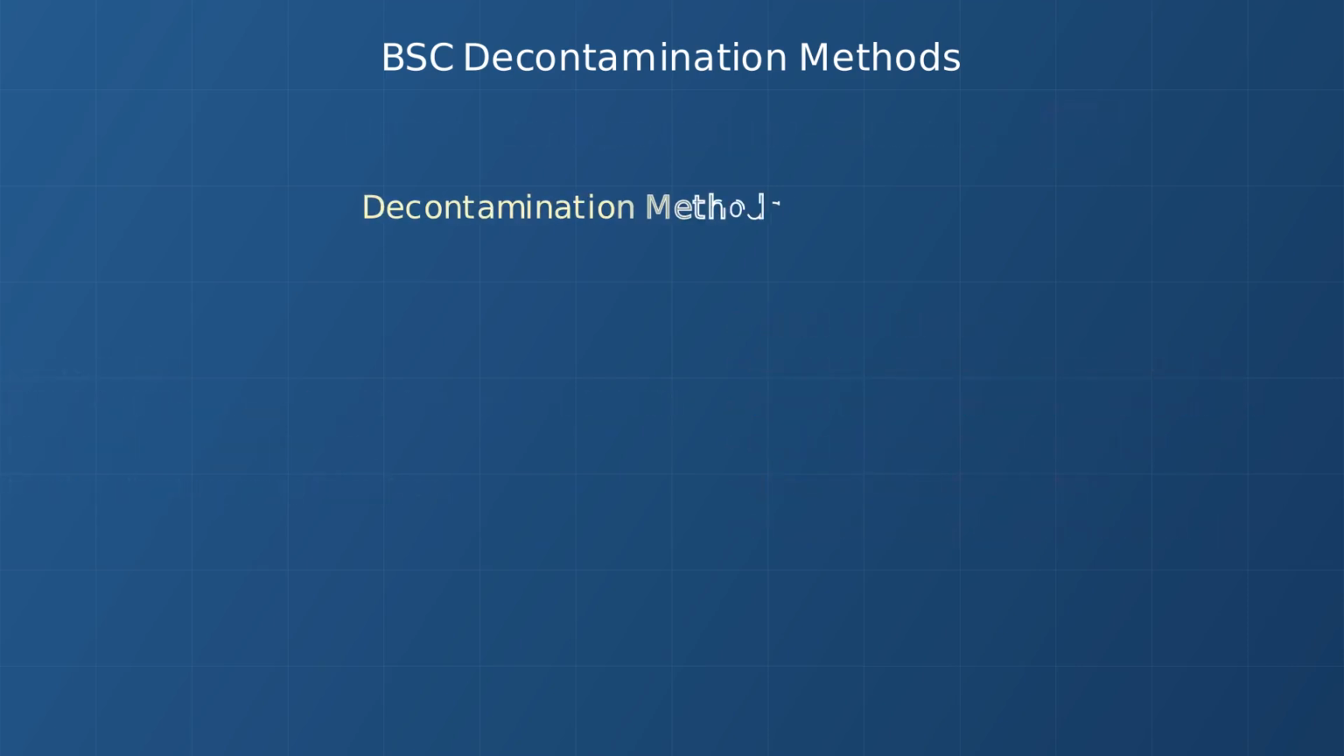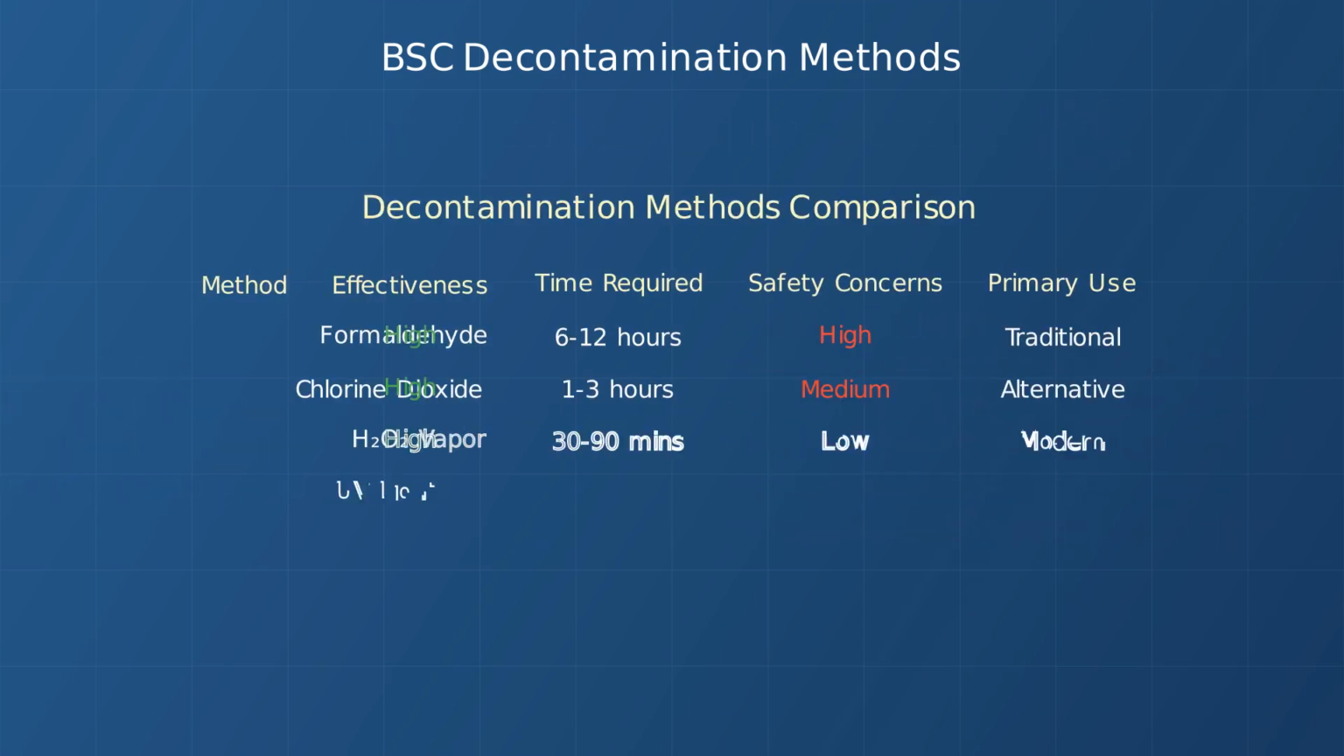Let's compare these decontamination methods. Formaldehyde gas has high effectiveness, but requires 6 to 12 hours and poses significant safety concerns. Chlorine dioxide is similarly effective, but with reduced time and medium safety concerns. Hydrogen peroxide vapor offers high effectiveness with the shortest contact time and lowest safety concerns. UV light has limited effectiveness, variable time requirements, and while safe to use, is only suitable as a supplemental method.